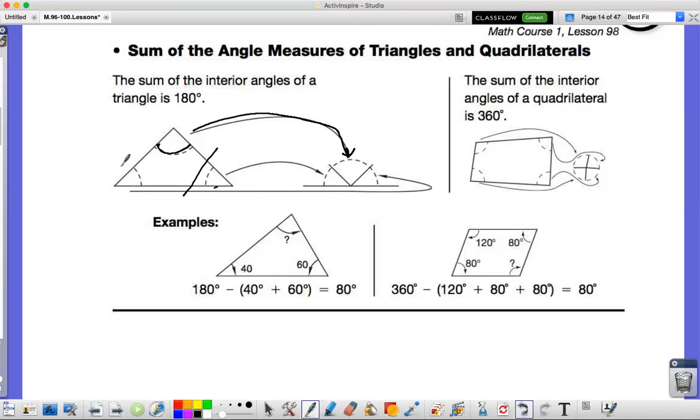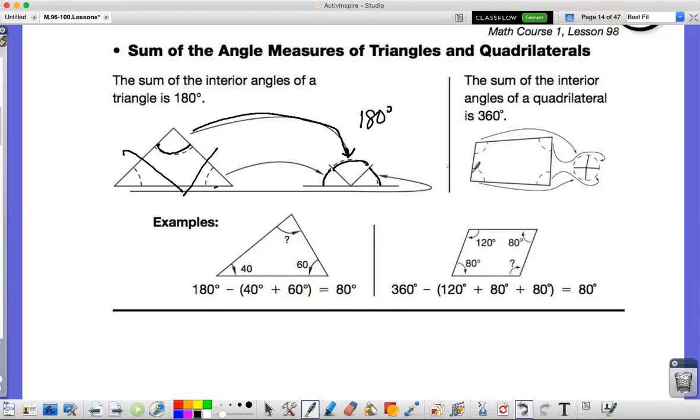And if we took this triangle corner and flipped it all the way over here to that position, that would be the third triangle angle. And if you add up all three of those angles, they're always going to make a nice, neat 180 degrees.